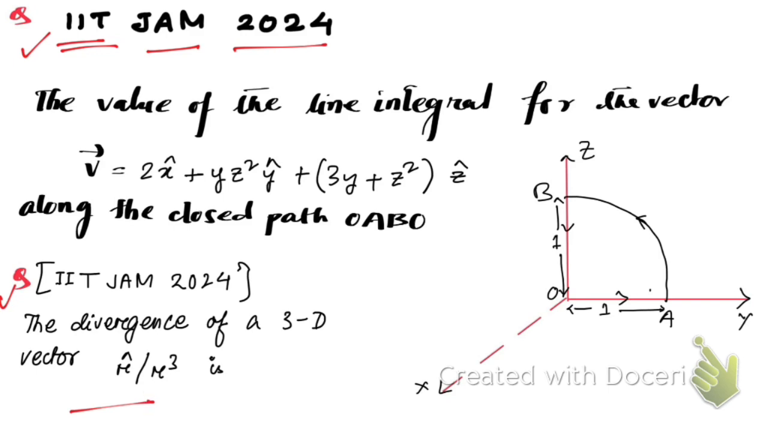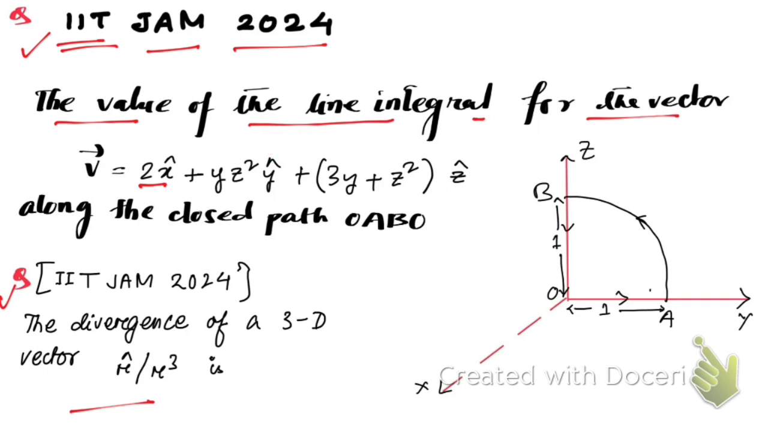First question, we need to find the value of the line integral for the given vector. This is the vector, and along this closed path, if you see the diagram. So now here you see, this is 2 x cap, and x cap is nothing but i cap, y cap represents j cap and z cap represents k cap. That's it, don't be confused.